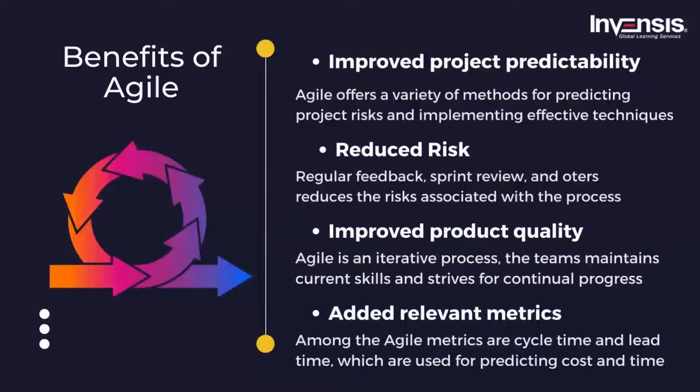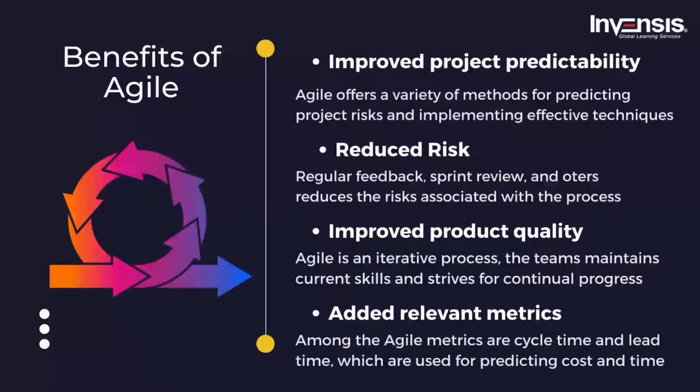Fourth, improved project predictability. Improved project visibility leads to easier mitigation strategies and risk predictability. Agile offers a variety of methods for predicting project risks and implementing effective techniques. Task boards, Scrum meetings, and burn-down charts aid in project performance forecasting.